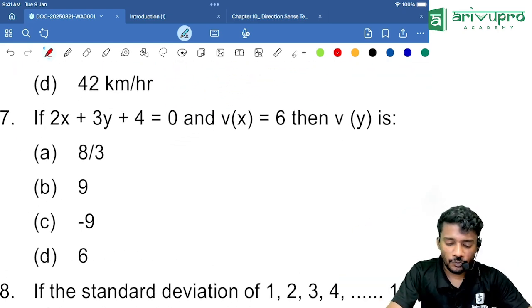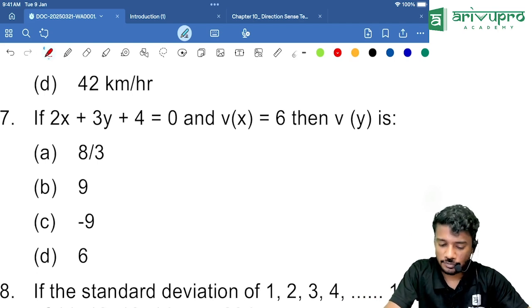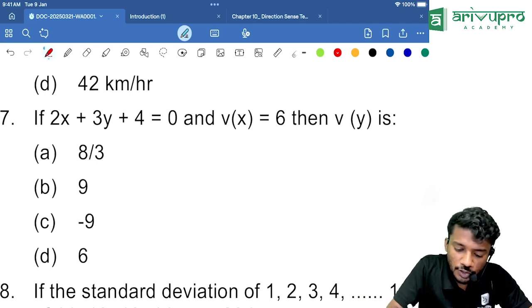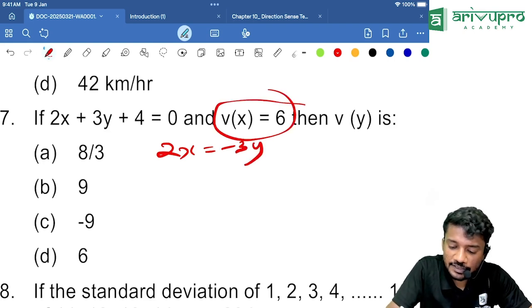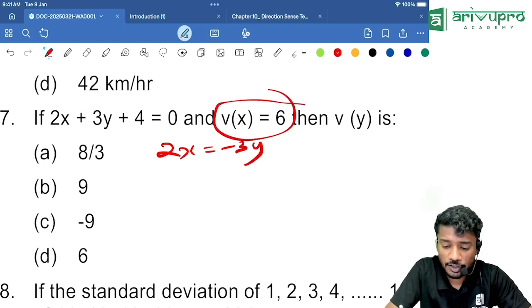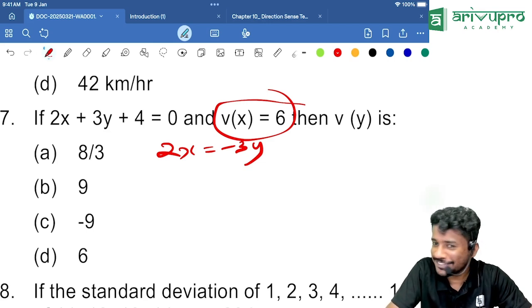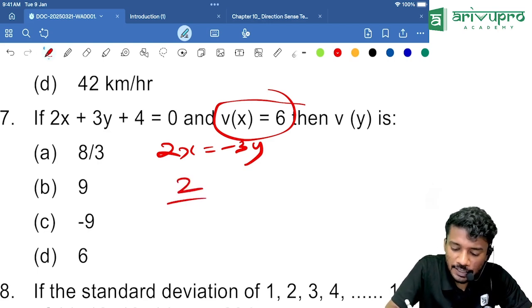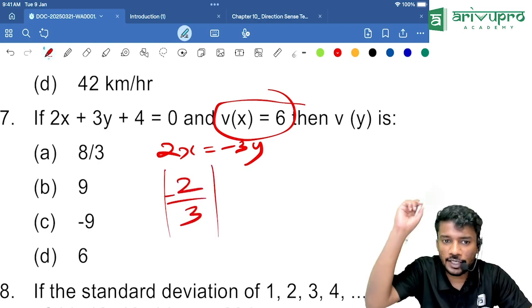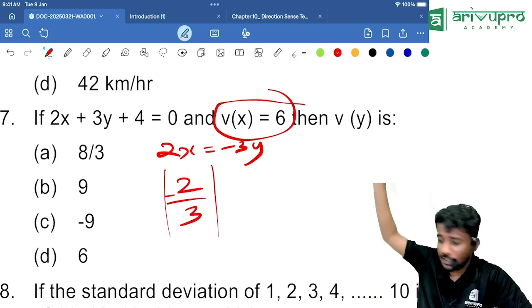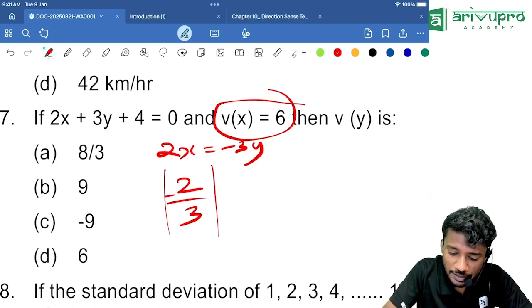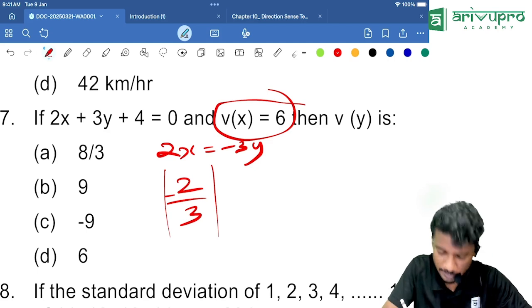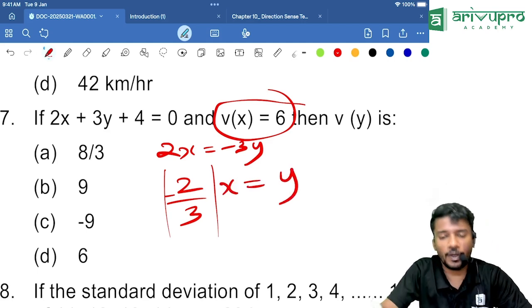They are asking variance. How will you solve it? So 2x is equal to minus 3y. So v of x is given. V of x is given means what? Variance of x is given. So can I write 2 by 3 modulus minus, I'll take modulus. If you remember, we will ignore the sign, which is equal to 2 by 3. X is given, right? Into x is equal to y.